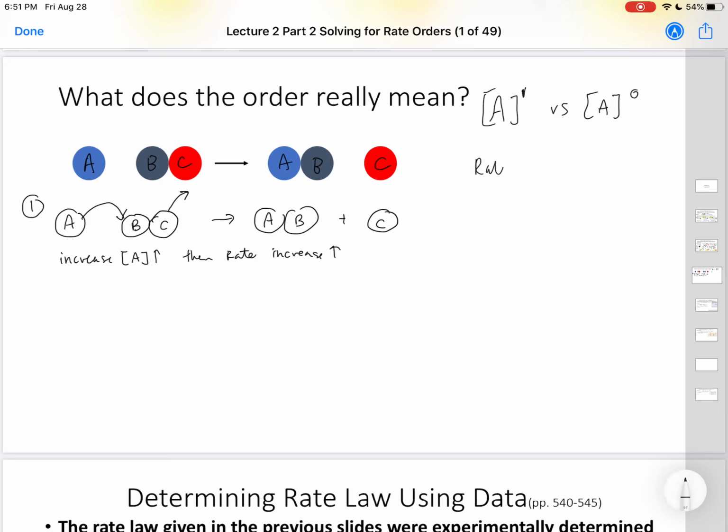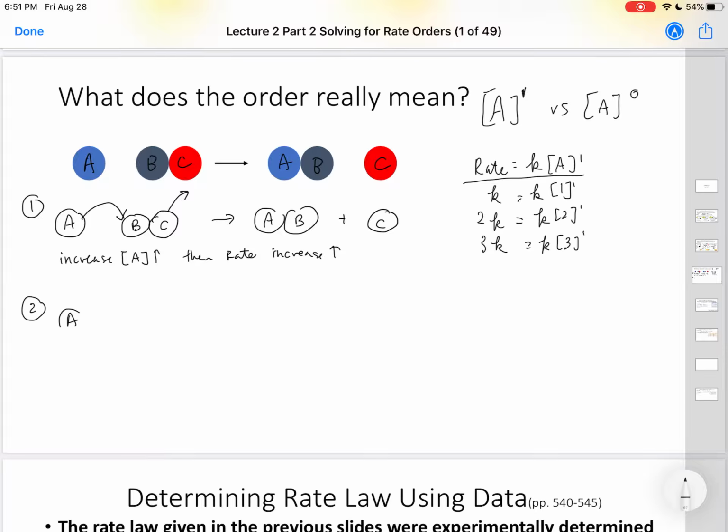So let's look at an example, right? If you have rate is equal to K A to the 1, okay? If the concentration is 1, then the rate is equal to K, okay? If the concentration is 2, then the rate is 2K. If the concentration is 3, then the rate is 3K, right? Okay, based on this scenario here.